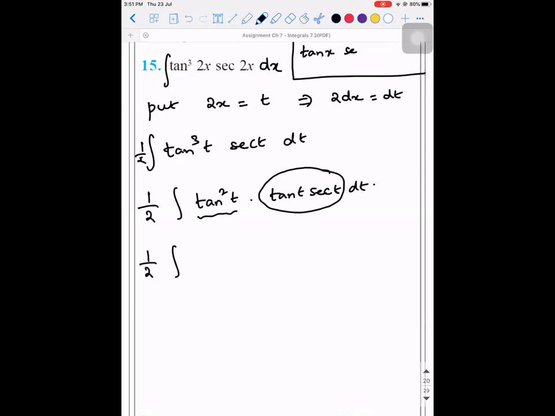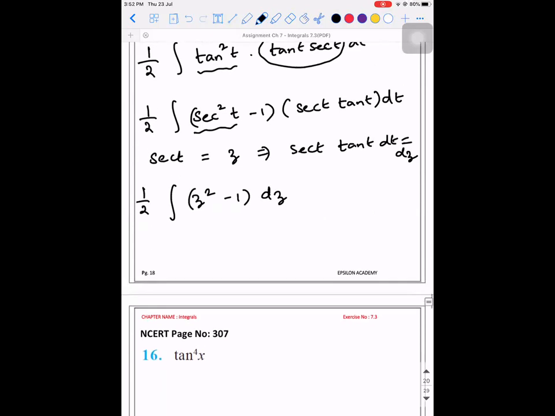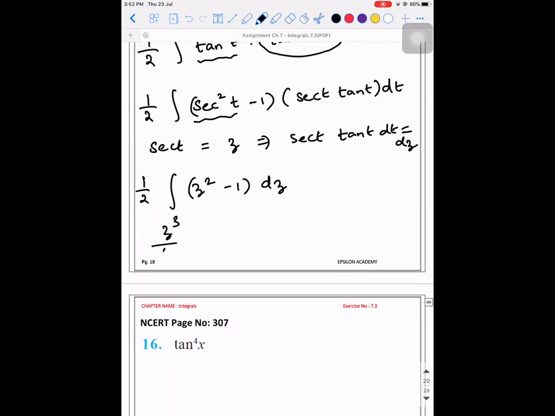What manipulation can you do? You can write tan square as secant square x minus 1 into secant x into tan x into dx. Is it clear? Now what we can do is secant t, we can take it as z. So 1 by 2 into, which implies secant t into tan t dt is equal to dz. So 1 by 2 into integral of secant square t is z square minus 1 into dz. Can you integrate this and tell me what is the answer? So z cube by 6 minus z by 2.